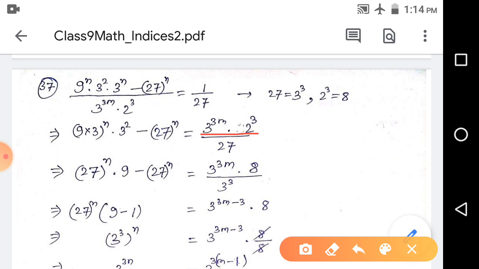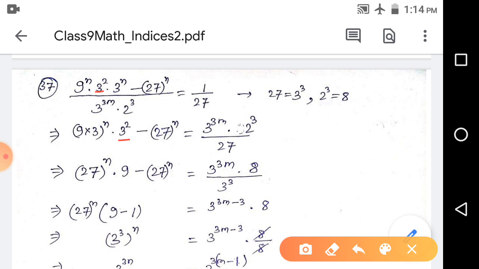Then here we have 9 to the power n, and here 3 to the power n. See, the exponents are the same, n and n, so the bases can be multiplied by taking the whole power n. And this 3 square is present here, 3 square is present here.